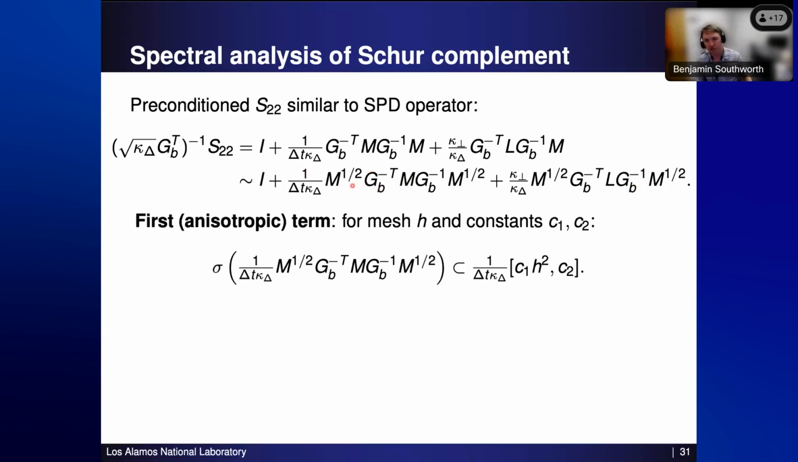So the first term, this is the anisotropic one. This we do really well on. And it's kind of like a loose spectral analysis based on operators and scaling of eigenvalues of operators. But we found in practice it lines up perfectly with what we see. So for a mesh H and constants C1, C2 that are independent of your mesh, the eigenvalues of this operator live roughly in this interval.